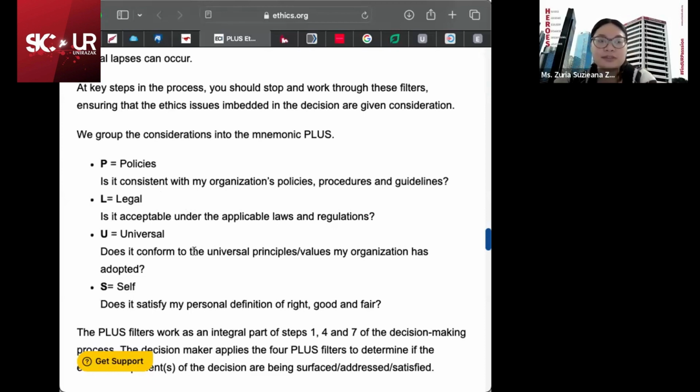U is universal. Does it conform to the universal principle of value that my organization has adopted? Is it aligned with the objectives, with the values that they practice or not? Would it be acceptable if we implement this decision at the workplace? Or it will create chaos. It will create a lot of resistance. It will create a lot of disappointment or grievance later.